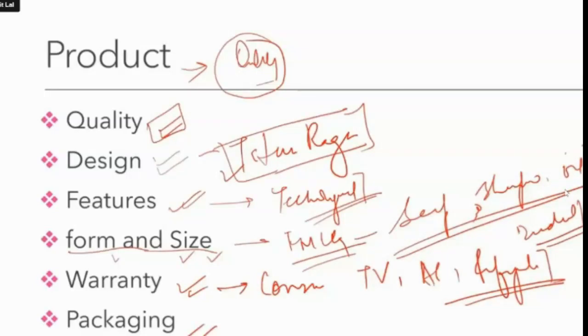Last but not the least is the packaging of the product. That is also very, very important. Packaging should be attractive, should be bright, should be catchy, should be appropriate as per the product. Because let's say if it is a liquid product, it should not be leaking. So your packaging should also be a very important factor.